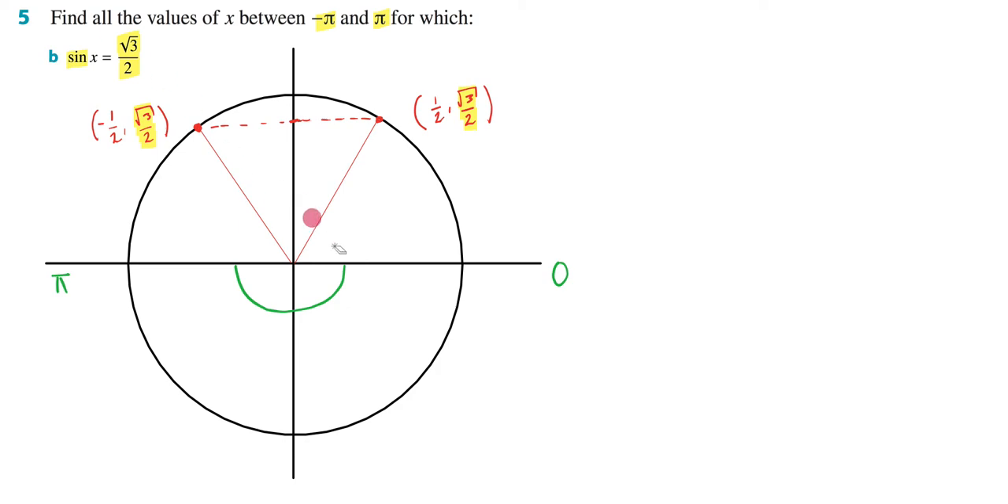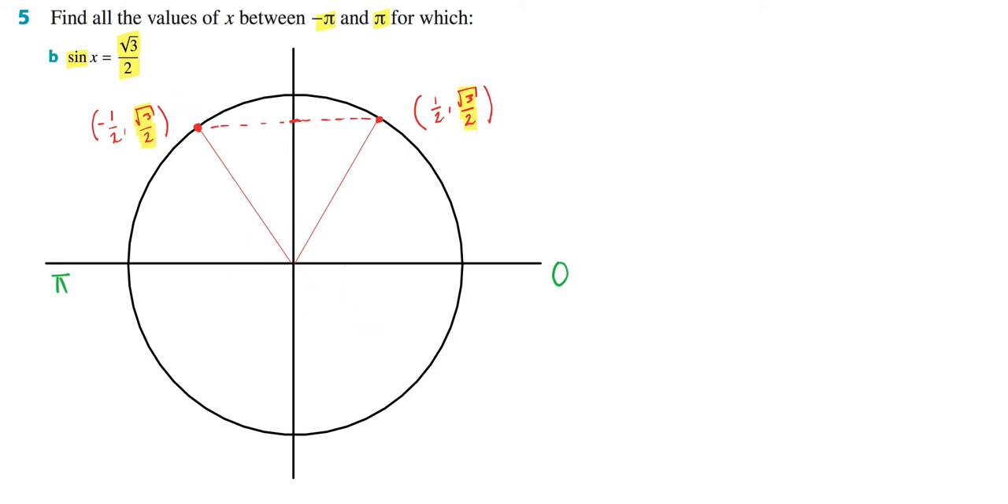But actually for this question, it isn't that important, because the only values of x exist between 0 and pi. As you can see, from 0 to negative pi, we don't have anything in this section. So it doesn't really matter.